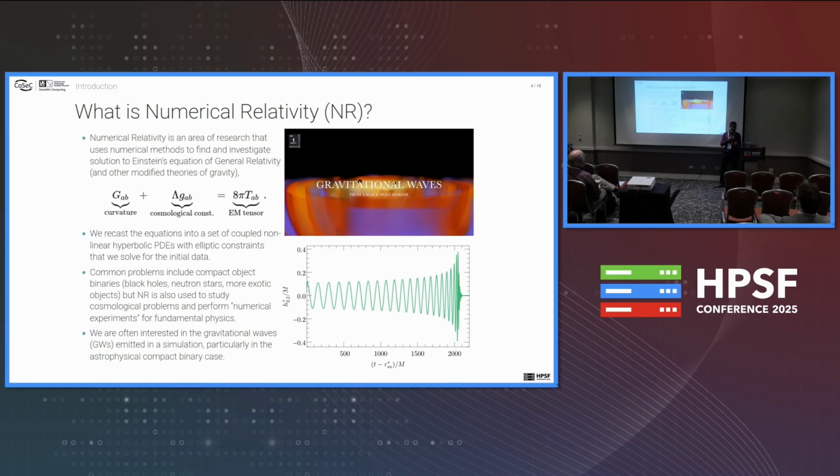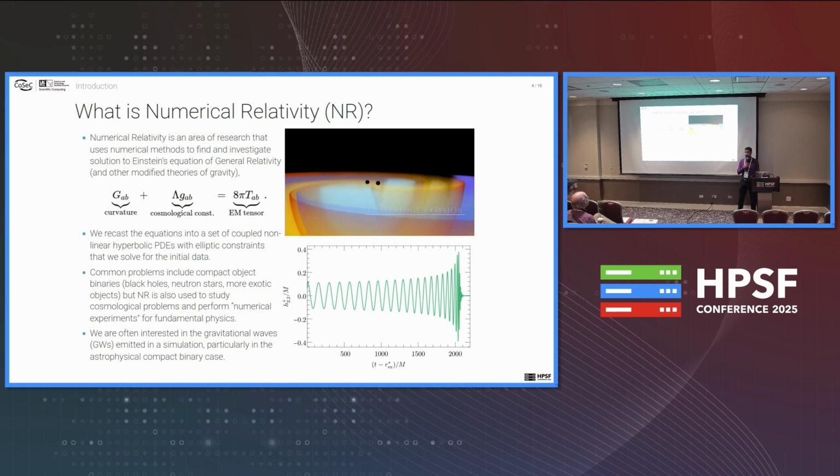So first of all, what is numerical relativity? And it's a good thing I've muted my laptop because that video has some horrible music otherwise. So numerical relativity is an area of research that uses numerical methods to solve the Einstein equation.